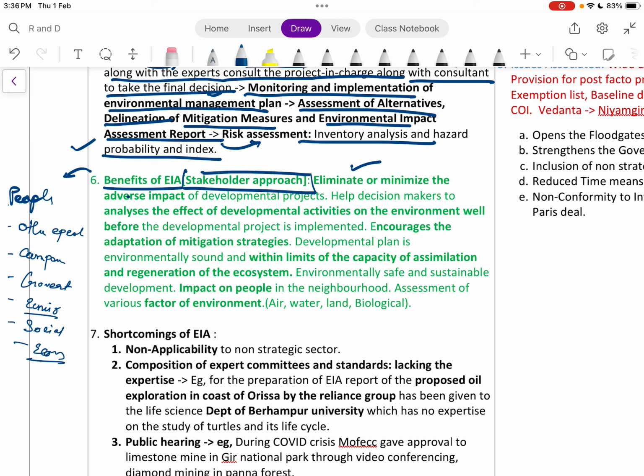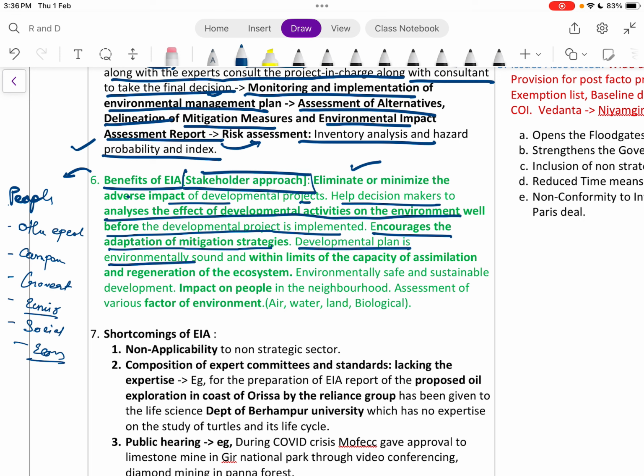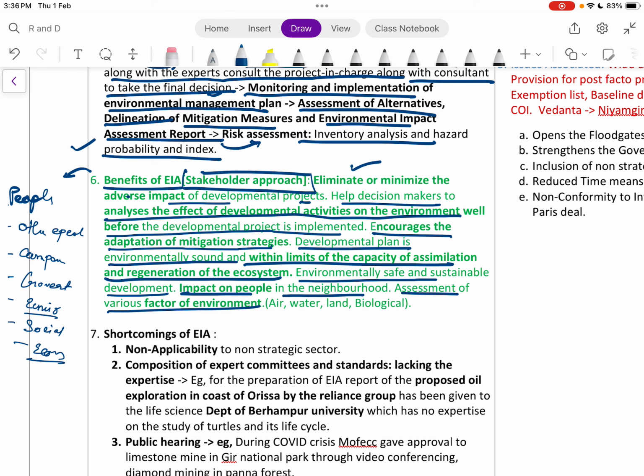Eliminate or minimize the adverse impact of developmental projects. Help decision makers analyze the effect of developmental activities on the environment well before the development project is implemented. Encourage the adoption of mitigation strategies. Ensure the developmental plan is environmentally sound and within the limits of the capacity of assimilation and regeneration of the ecosystem. Environmentally safe and sustainable development. Assess the impact on people in the neighborhood. Assessment of various factors of the environment such as air, water, land and biological.